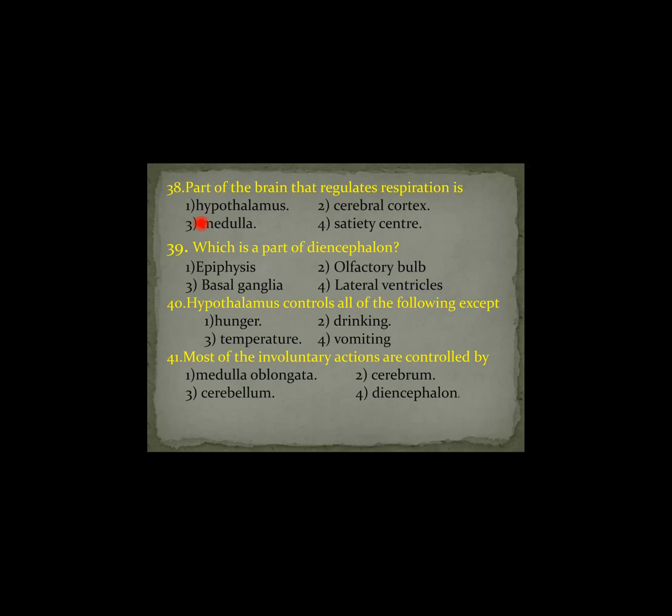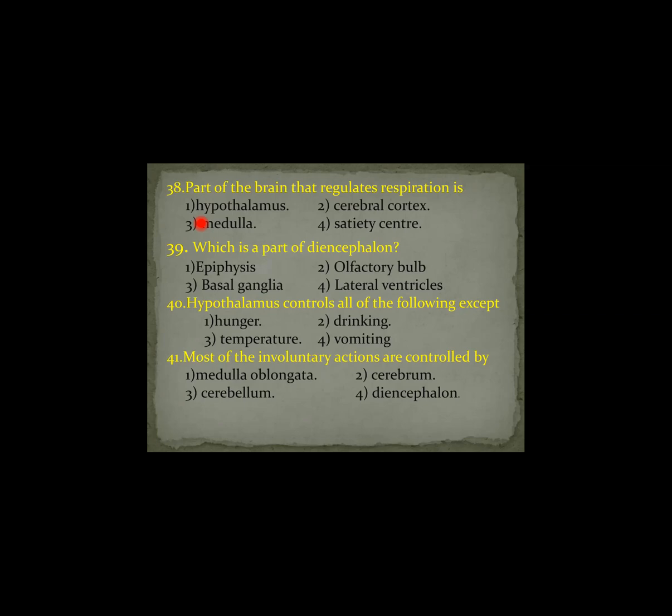In NCERT, it is given that the forebrain consists of two parts, cerebrum and thalamus. But actually there are three parts in the forebrain: olfactory lobes, which are meant for the perception of smell, next cerebrum, and diencephalon. Diencephalon consists of three parts: epithalamus, thalamus, hypothalamus.